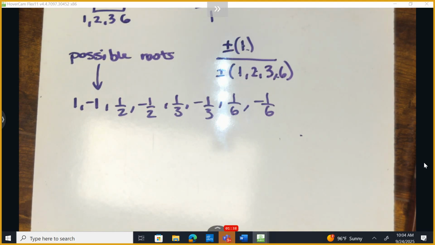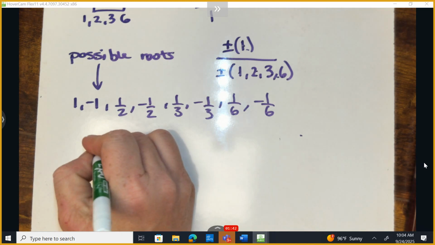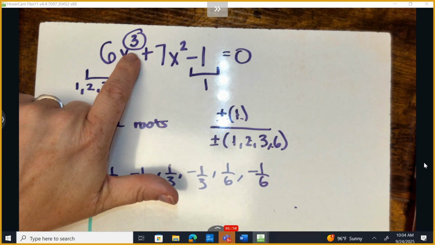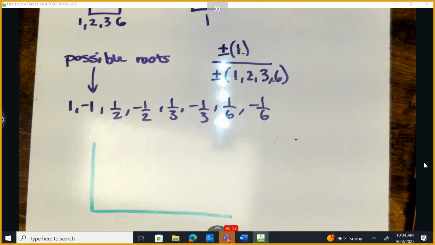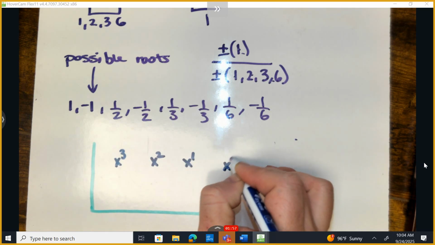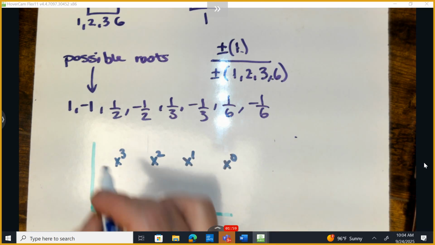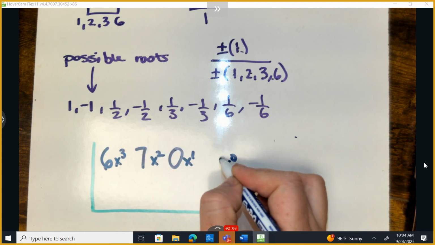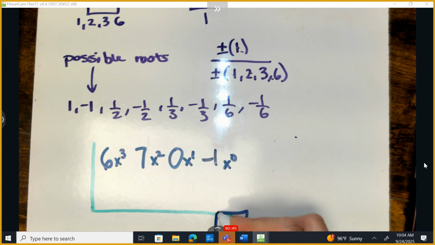Let's get started with using synthetic division, also known as the MAMA method in this class. Why I like using the board is it allows me to do it a little bit quicker, and I can erase part of the work and not have to erase the entire thing. Now, why do a lot of students probably make a mistake here? We have degree 3, and so I'm going to list degree 3, 2, 1, and 0. And now I'm going to go back and put the coefficients in front: 6, 7, there is no x to the first, 0, and negative 1.